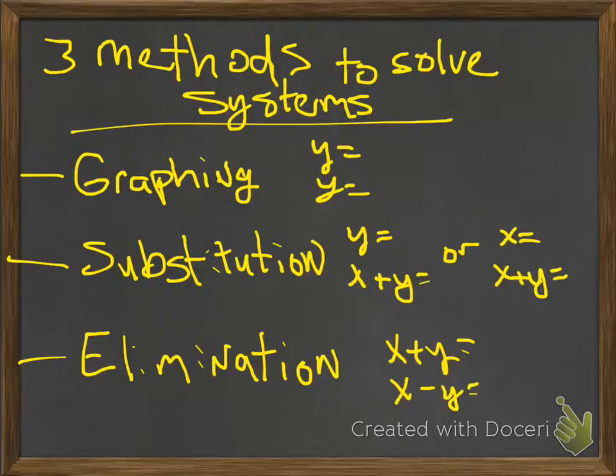So graphing is y equals, y equals. Substitution, that's the method we'll go over in a second. That's y equals and then x plus y equals, or it could say x equals and then x plus y equals. But mainly what you notice is one equation has one variable by itself. And then elimination has x and y together. Both equations have x and y on the same side, like x plus y, x minus y, preferably, or it might say x plus y, x plus y. So these are the three methods.